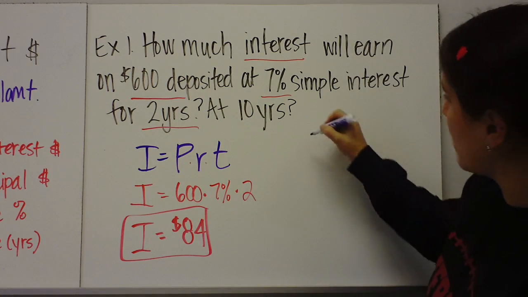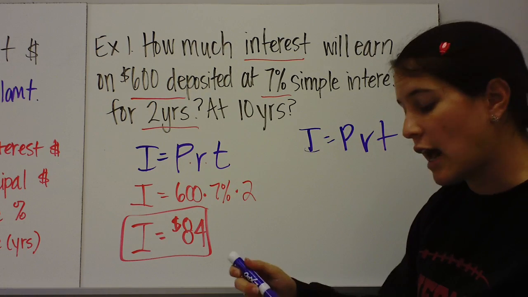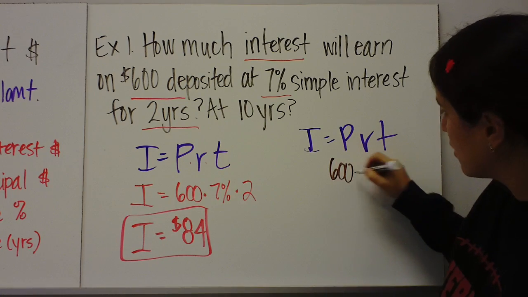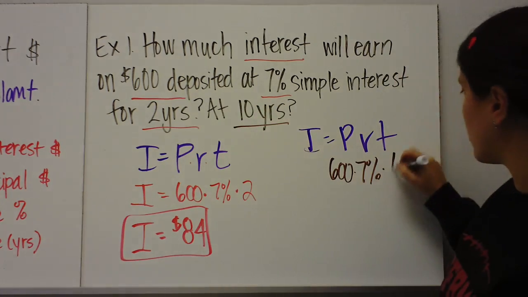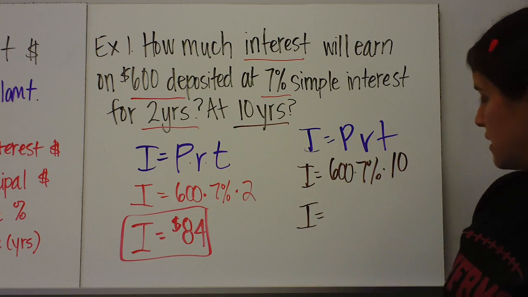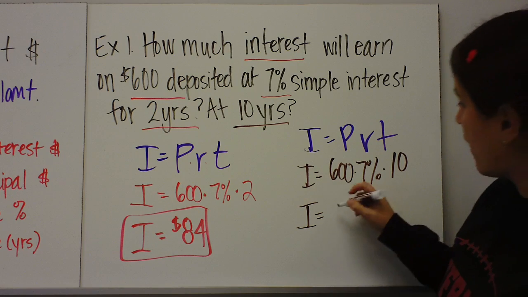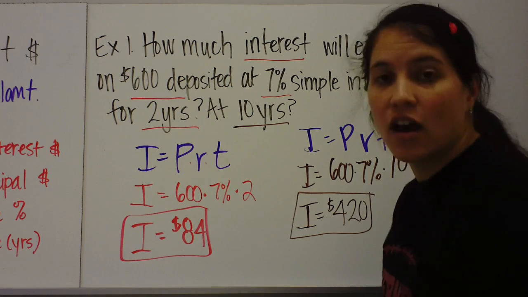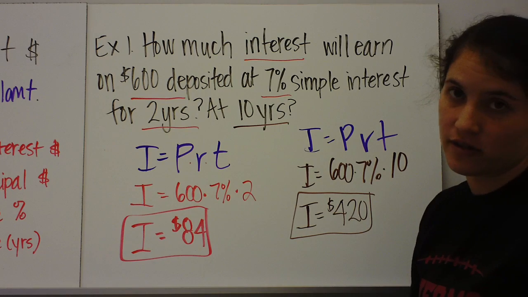We start with the formula, I party. We're going to put our values in. The 600 stays the same, 7%, but instead of 2 years, we're going to put 10 years. And then we multiply 600 times 7% times 10 years, and that gives us $420 in interest. $420 in interest after leaving it in for 10 years.